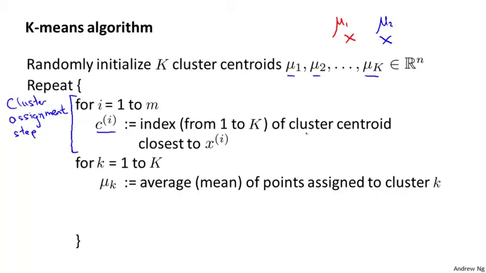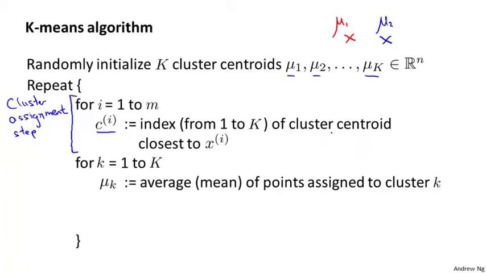Another way of writing this is, to compute ci, I'm going to take my ith example xi, and measure its distance to each of my cluster centroids. This is mu and then a lowercase k, right? So capital K is the total number of centroids, and I'm going to use lowercase k here to index into the different centroids. But ci is, I'm going to minimize over my values of k and find the value of k that minimizes this distance between xi and the cluster centroid, and that's what gets set in ci.